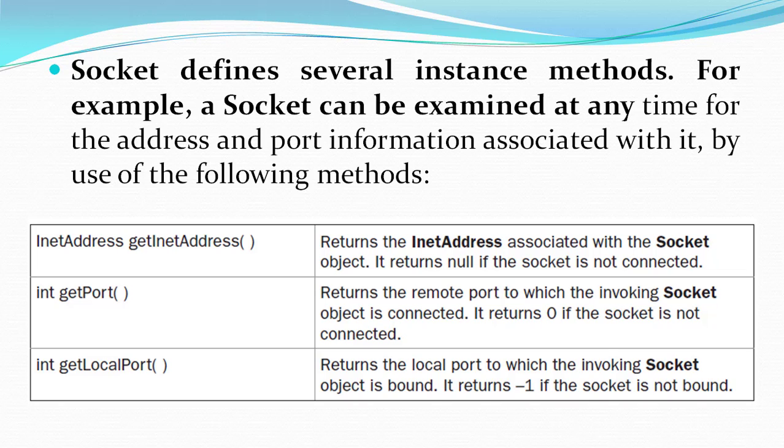The getPort method returns the remote port to which the invoking Socket object is connected. It returns 0 if the socket is not connected. Third, int getLocalPort returns the local port to which the invoking Socket object is bound. It returns -1 if the socket is not bound.